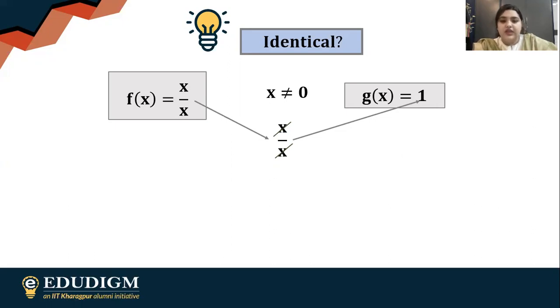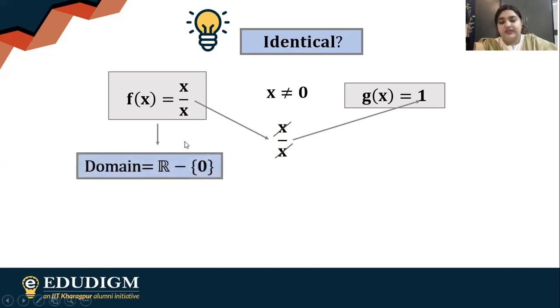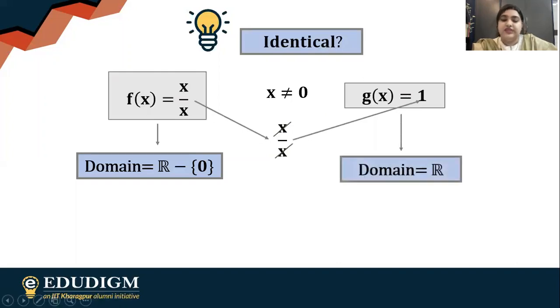Now formally, if you look at the first function, the domain will be the entire set of real numbers except for the point 0, because this is not defined. Whereas if you look at the second function, this is nothing but a constant function. So this has the domain R. You notice that they don't have the same domain. So maybe they're not identical.